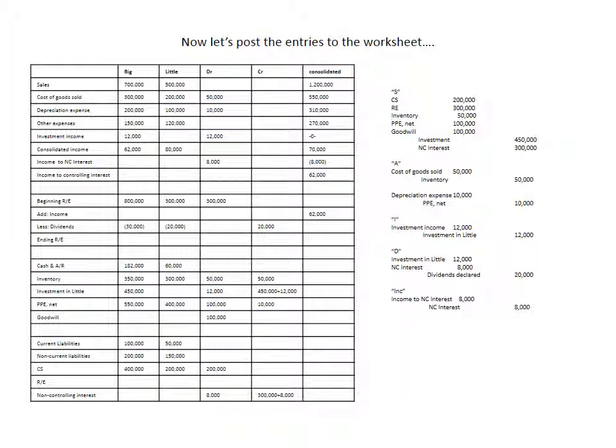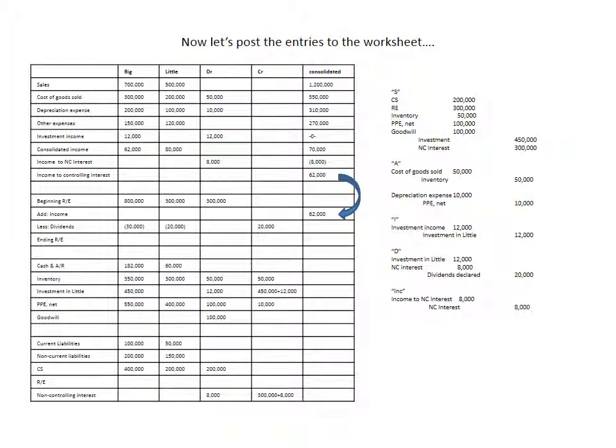And again, when we get to consolidated income, we don't add across, we work our way down the income statement. So 1.2 million in revenues, minus 550,000 of cost of goods sold, minus depreciation expense, minus other expenses, gives us consolidated income of 70,000. We take away the $8,000 of income to the non-controlling interest, and that leaves us with $62,000 of income to the controlling interest, which we then transfer down to our statement of retained earnings.